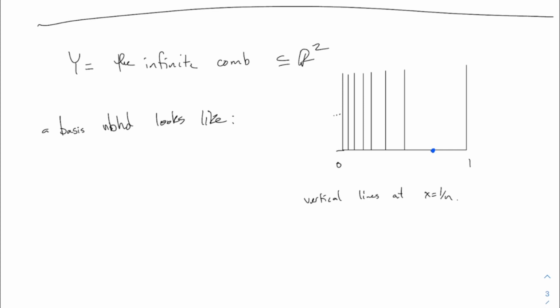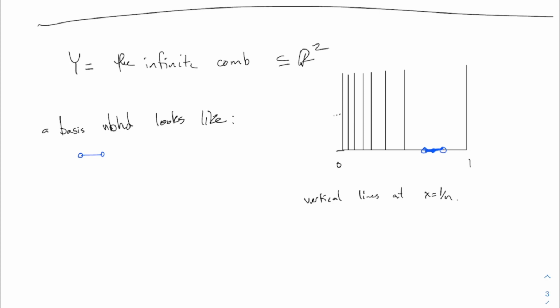And what would that look like? It would look like a little interval right here. If you took a ball from R2 and intersected it with the comb, what you get is a little open interval like that around that point. So some neighborhoods look like, I'm going to try and draw a little list of what the basis neighborhoods look like. They could look like horizontal little open intervals.